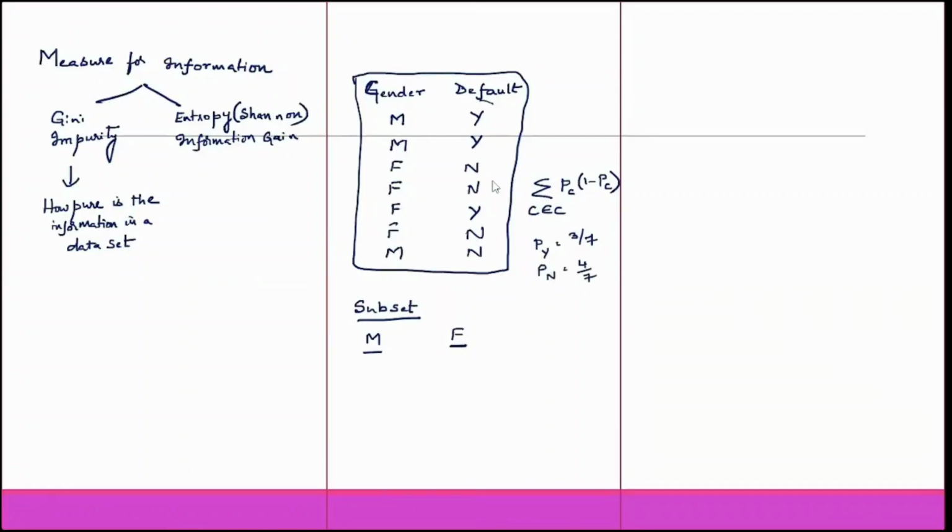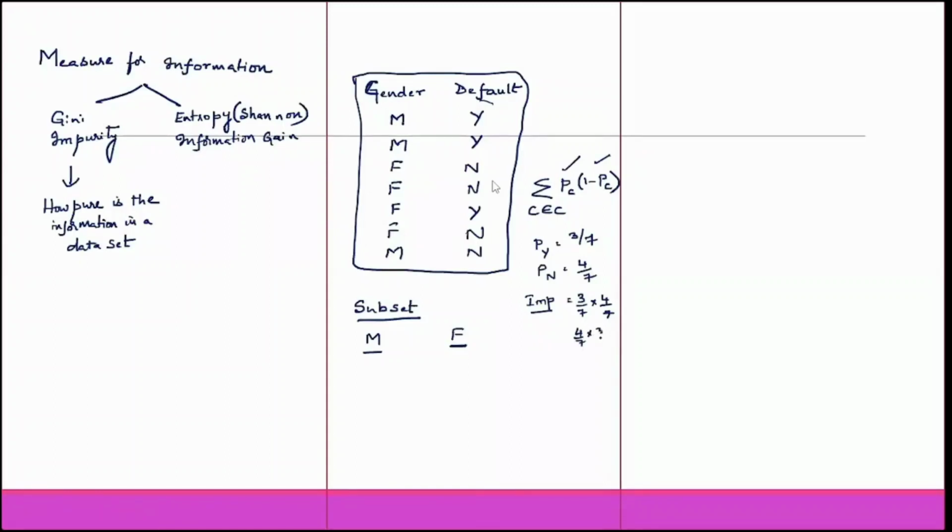Right? So if I'm looking at it in totality, the impurity is 3/7 into 4/7. P of that class multiplied by 1 minus the probability of that particular class. So for yes, it is 3/7 into 4/7. For no, it is 4 by 7 into 3 by 7.